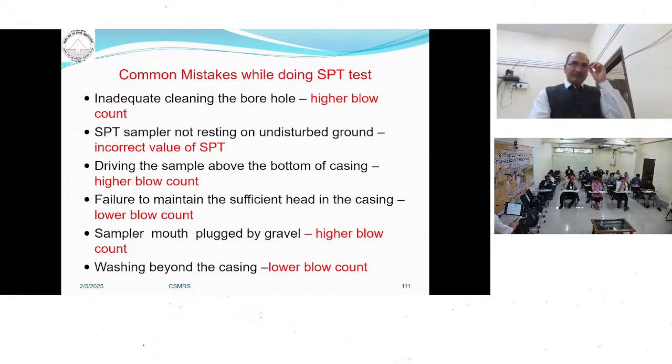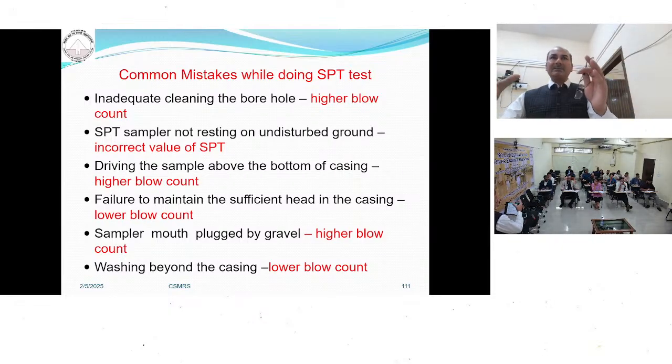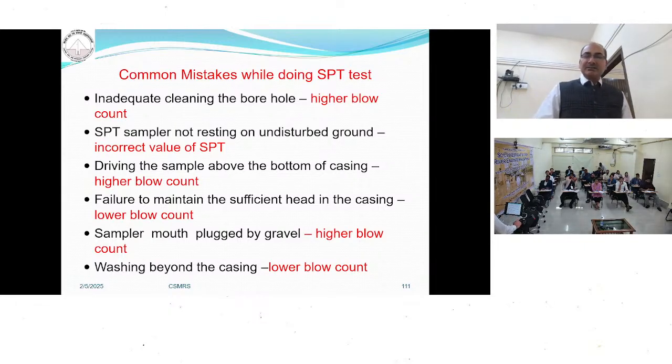You did not clean the borehole properly. First thing is the cleaning of the borehole. If you don't clean it, there is some sand or material inside your casing. It means you are conducting the test in a confining environment, so the SPT value will be high. Second thing is the sample not resting on undisturbed soil. While drilling, you have disturbed your bottom strata, so the SPT value will be wrong.